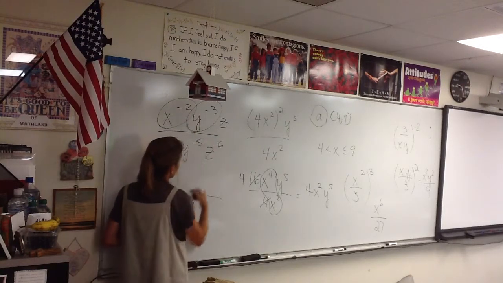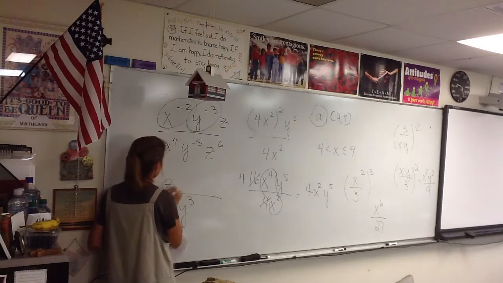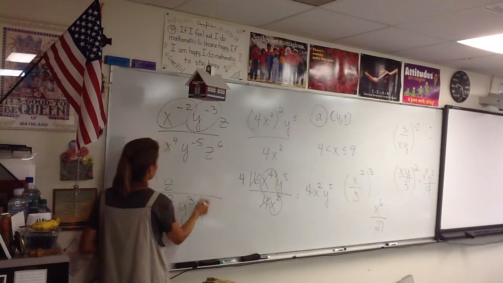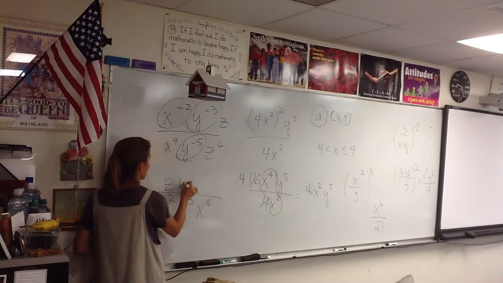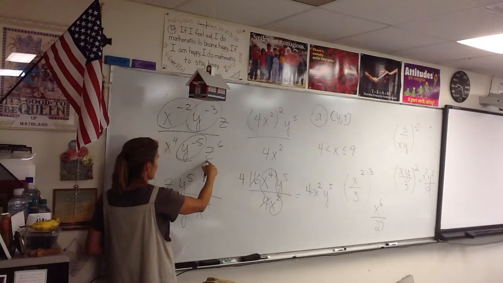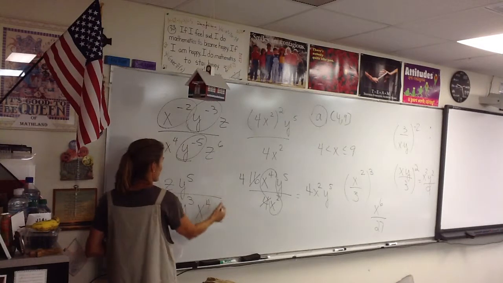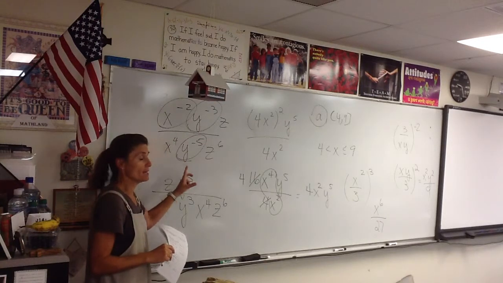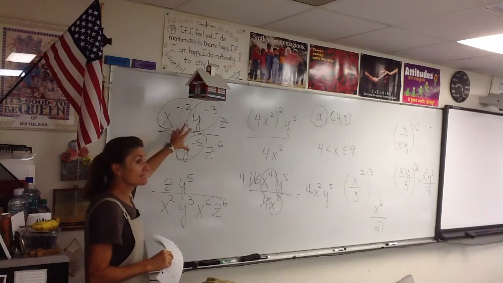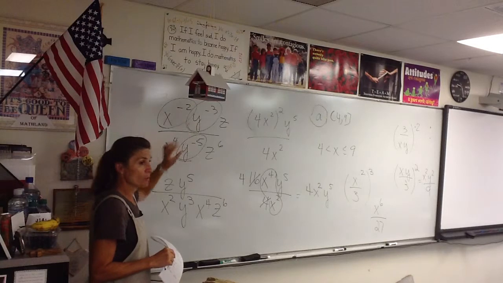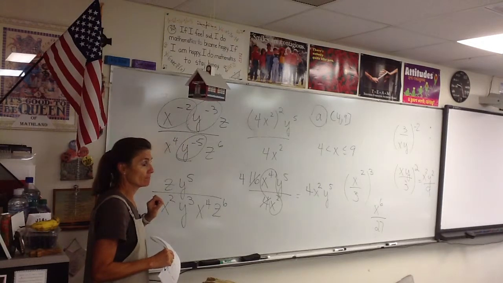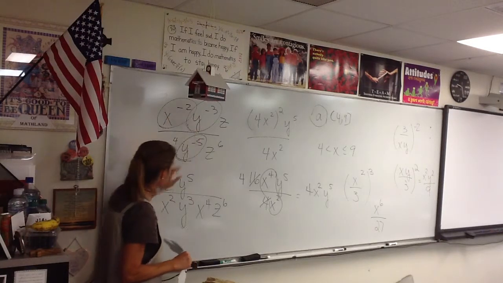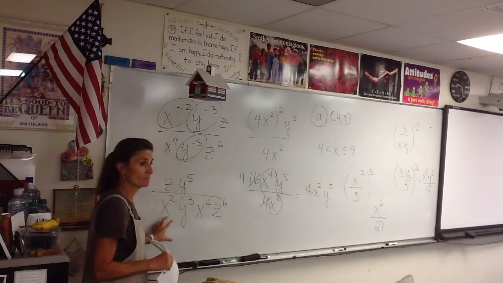Now, what about that z? He just stays there. What about that x to the fourth? He stays down there. How about this guy? Moves to the top. How about my z to the sixth? Stays on the bottom. So step 1, anything that has a negative exponent is going to get moved. Everything else stays the same, but if it has a negative exponent, it's going to get moved.